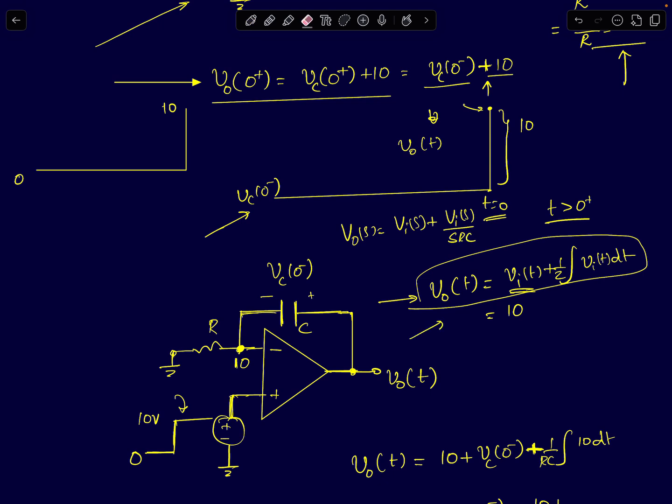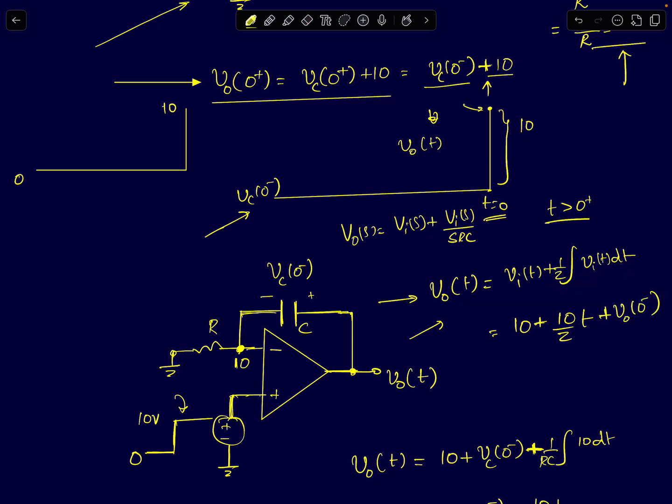So now, the input signal after t equal to 0 plus is a constant 10, so the integral term will be 10 by tau times t. Mind you, whenever you are integrating the voltage, you should also take care of the initial conditions. You should add the initial voltage, V naught of 0 minus. Or you can directly see the voltage at the output at t equal to 0 plus: it is 10 plus Vc of 0 minus.